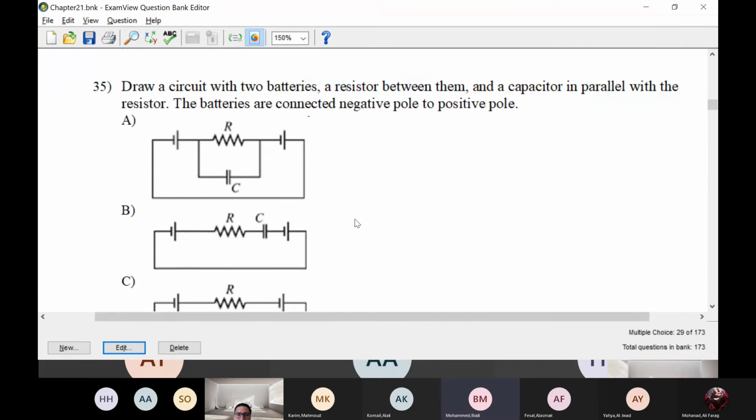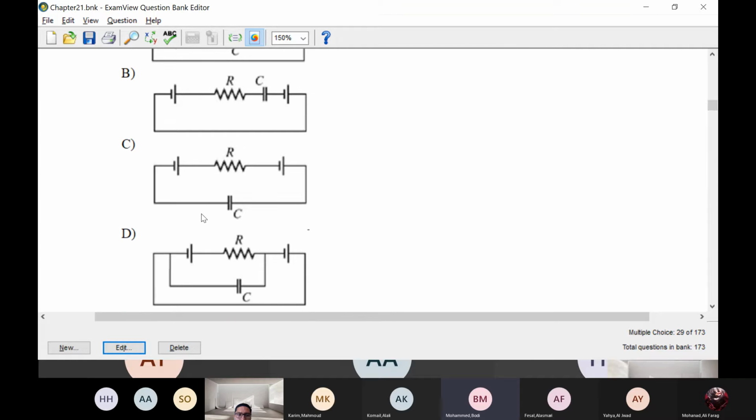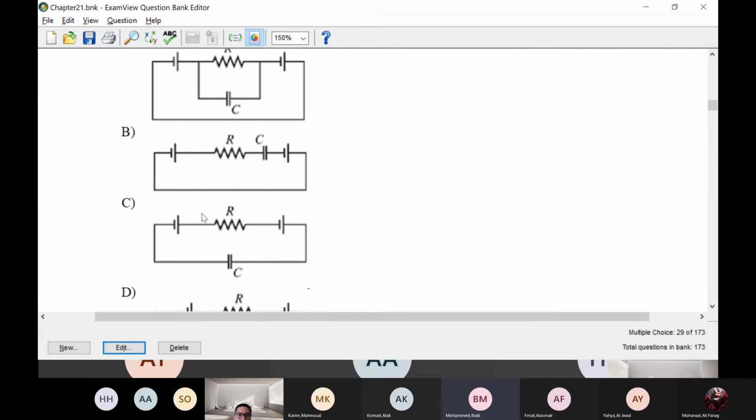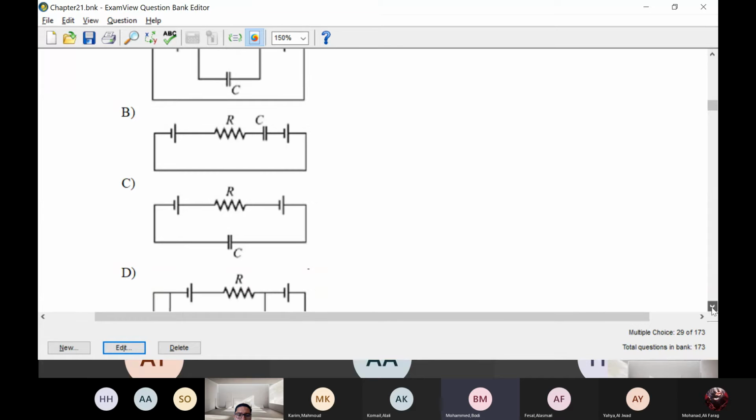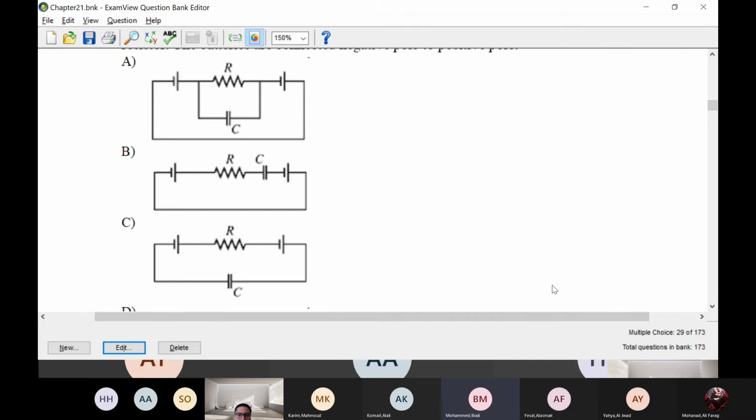Okay, can I see the choices? Yes, this is A, this is B, this is C, and this is D, and there is nothing more. The answer is one of these, so I can't fit all of them on the screen. I think it's C.